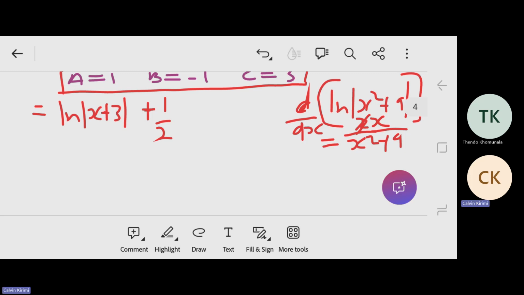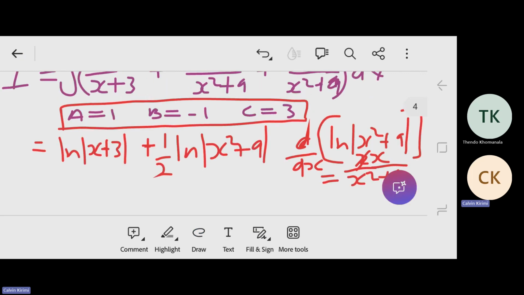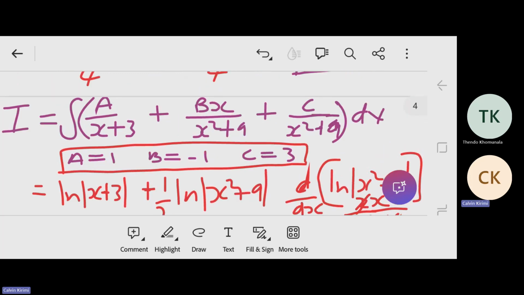So it will be half, bracket, half ln of absolute x squared plus 9. Fine. So plus or minus. So let's see what we are going to get: half of ln x squared plus 9. Then this side, we want to know what it is that we are going to get.